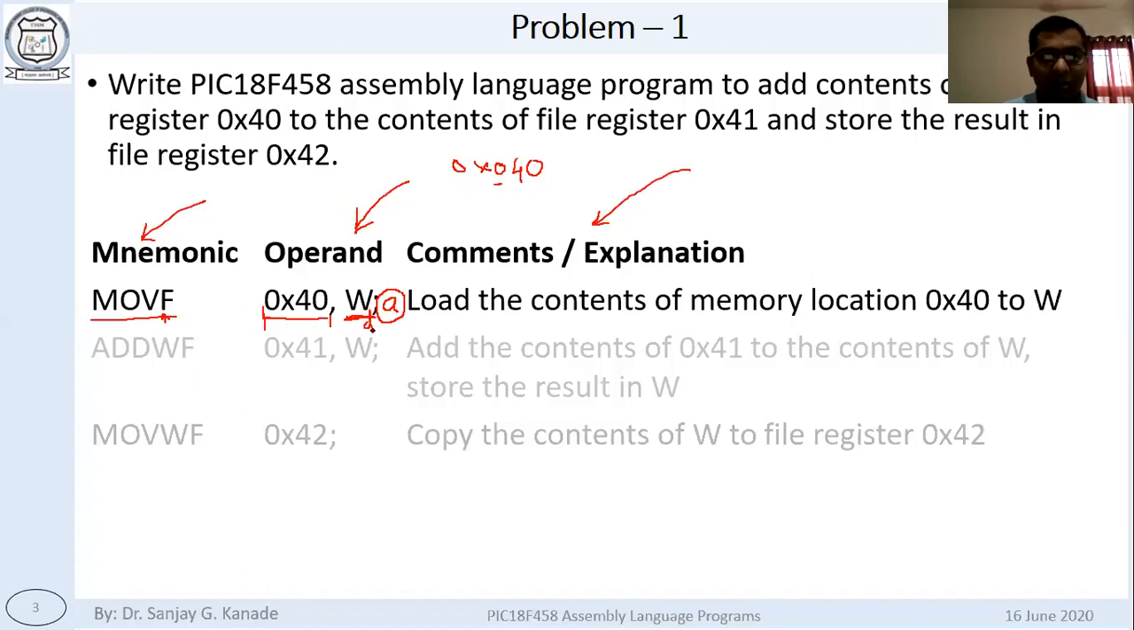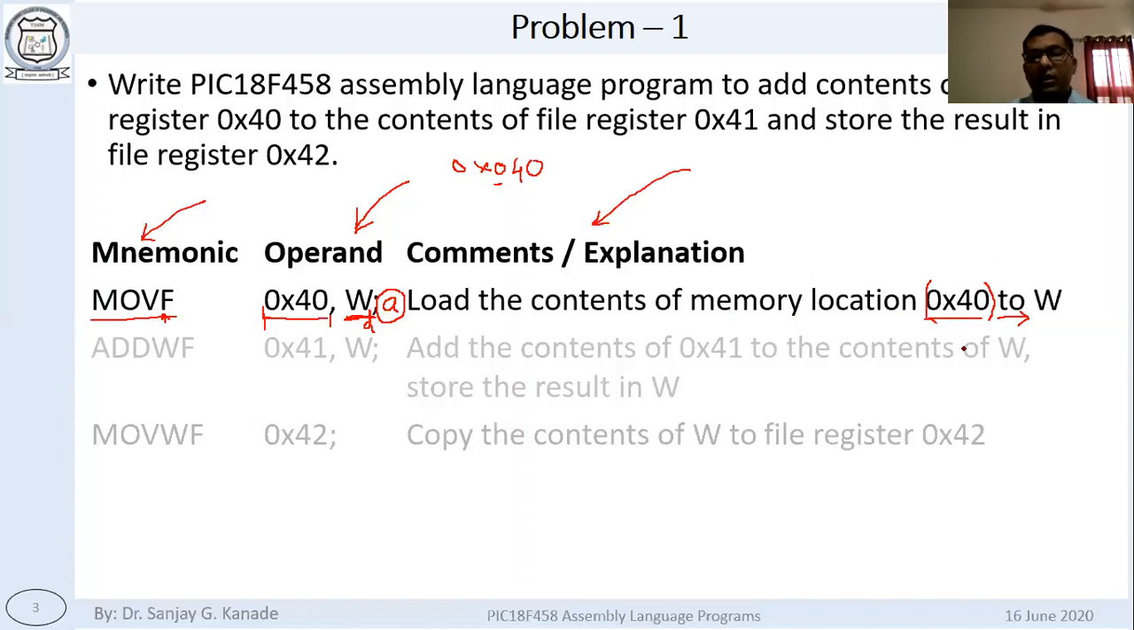This is the D bit. The value here for D bit is given as W, meaning whatever the contents of F, meaning this location, are, those contents are going to be copied to W, meaning the working register. That's why this instruction, what will it do? It will load the contents of memory location 0x40 to W. Okay, remember, it is not copying the value 40, it is copying the contents of that location to working register W.